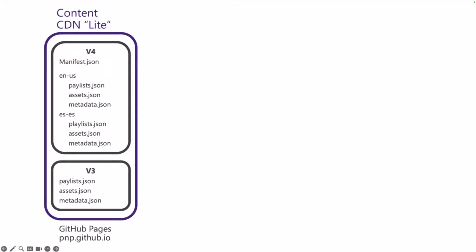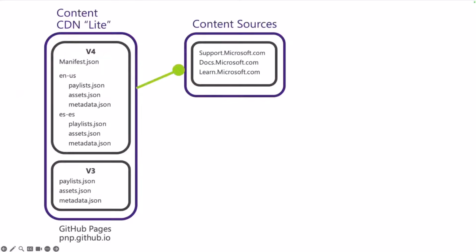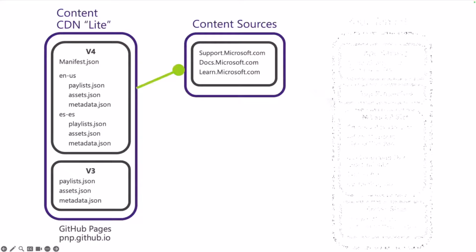The next step here is really where the content sources come from. All of these locations come from either support.microsoft.com, learn.microsoft.com, or docs.microsoft.com. One of the two, one of the three. So those are the links that are made inside the assets file.